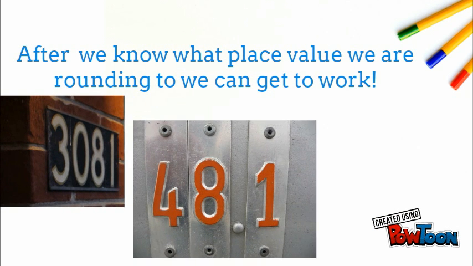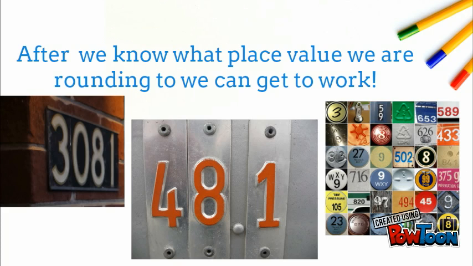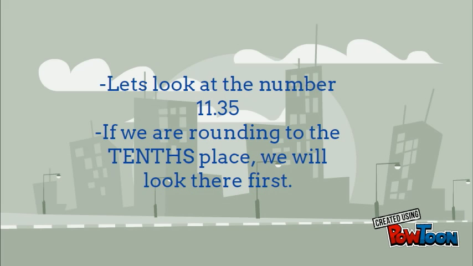After we know what place value we are rounding to, we can get to work. Here are some examples of different numbers with place values involved with them. Let's look at the number 11.35. If we are rounding to the tenths place, we will look there first. That is the number 3 in this number.